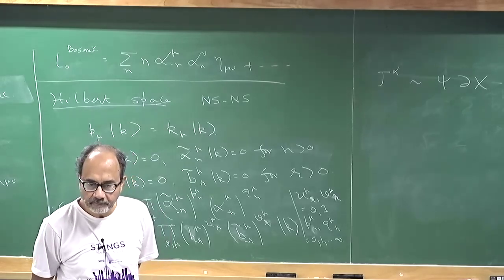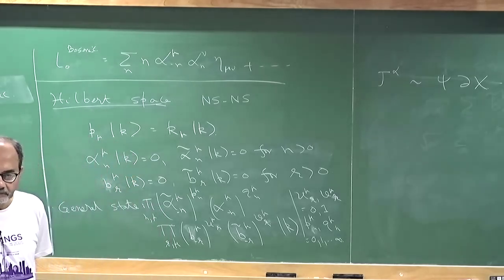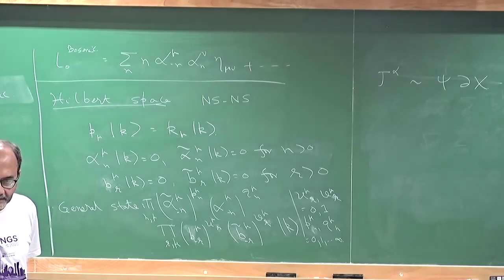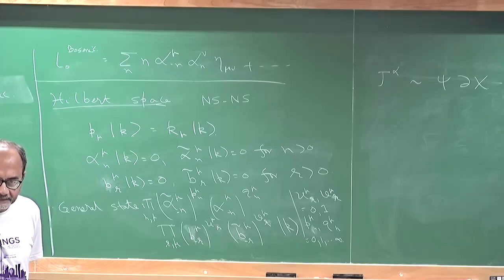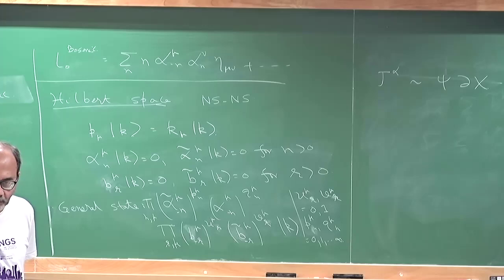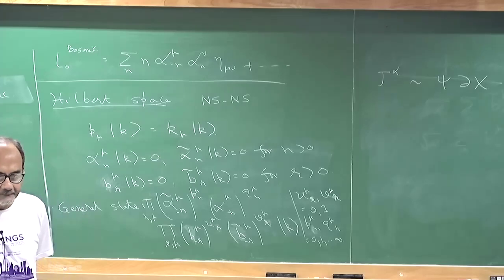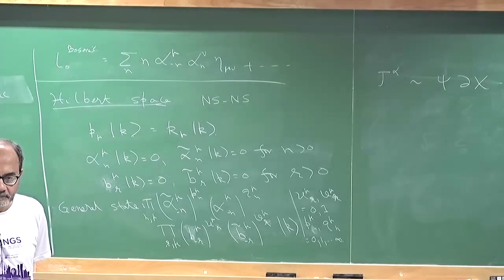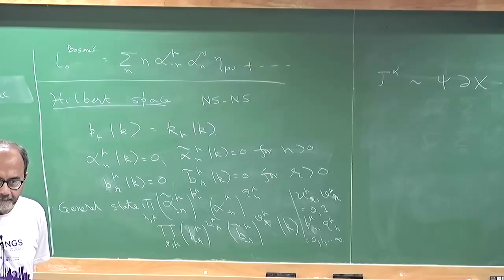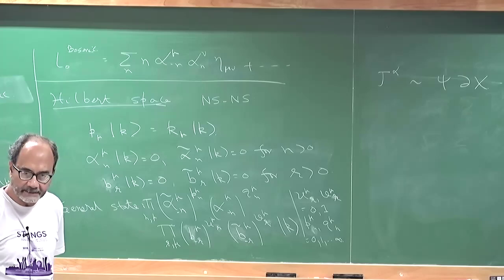Maybe I can phrase the question this way: if I think of these as four different Hilbert spaces, NSNS, NSR, RNS, and RR, there are operators that take me from one state in NSNS to a state in RR. Yes, there will be. They will be spin operators. We will see what they are. They are not simple like X or psi, because these modes will keep you in the sector. And world-sheet supersymmetry also does not mix the sectors. Space-time supersymmetry will mix these sectors; we will see how.